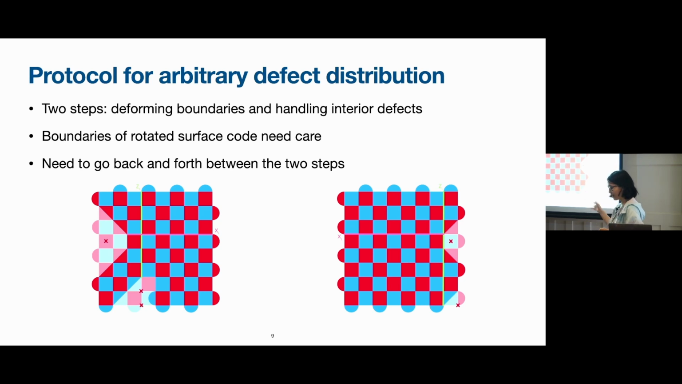Yeah, so we just end up going back and forth between the 2 steps until we find that all the interior defects are actually interior defects, and they don't create more defects that are too close to the boundary. Yeah, so that's this protocol. It's quite messy. But I figured that I should just tell you a bit about it since I spent so much time writing it.